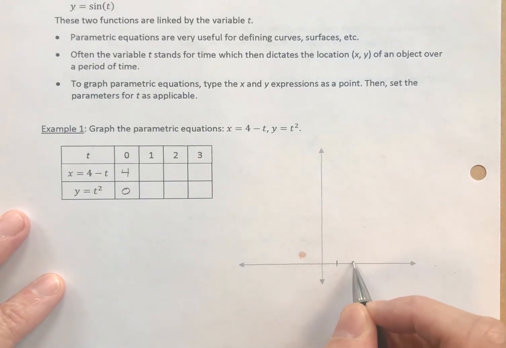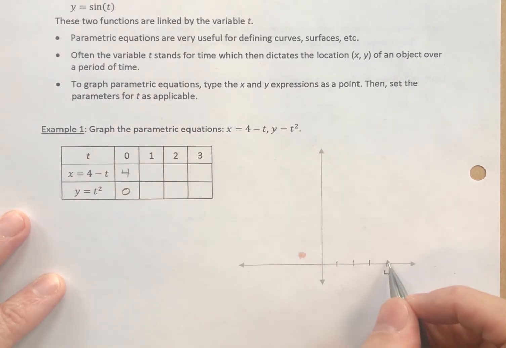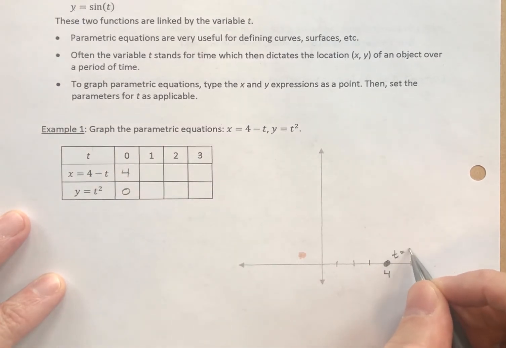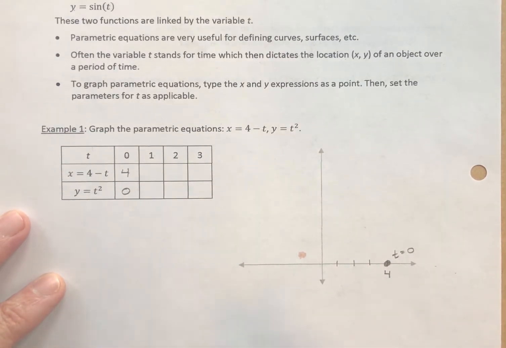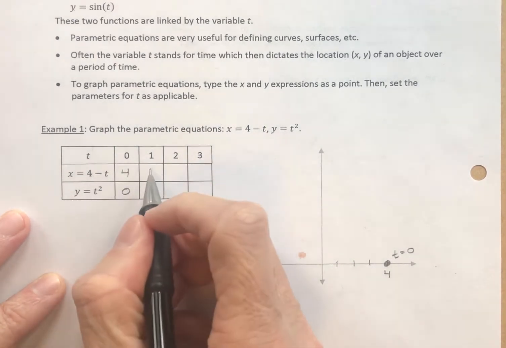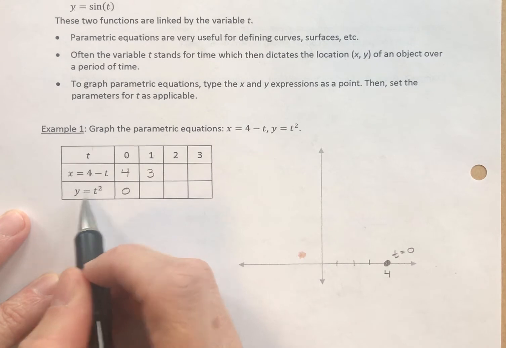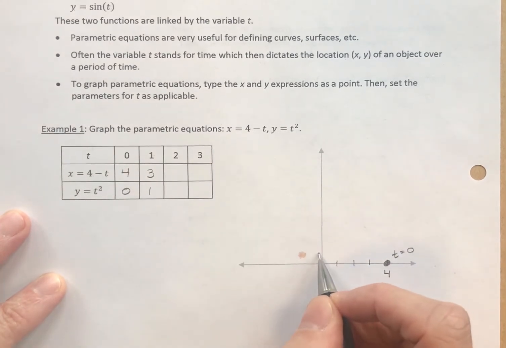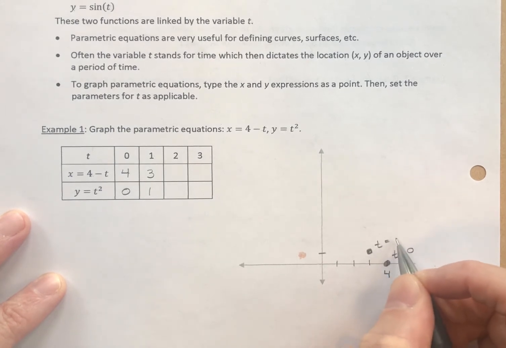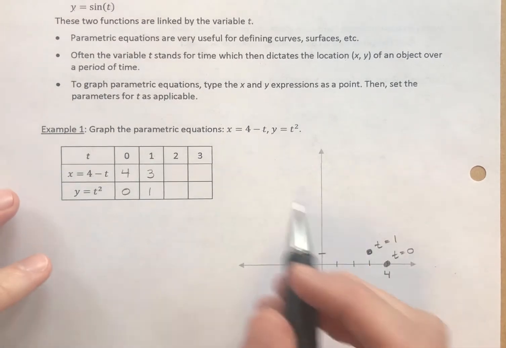So go to the graph. 1, 2, 3, 4. Okay, at time 0, I'm at the point 4, 0. And I'll put a little t equals 0 here. Okay, where am I at time 1? When t equals 1, 4 minus 1 is 3. That's the x coordinate. When t equals 1, 1 squared is 1. The y coordinate is 1. So I am at 3, 1 here when t equals 1. And again, you can think of this as seconds. At 1 second, I've moved from here to here.